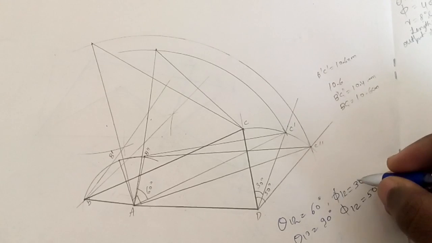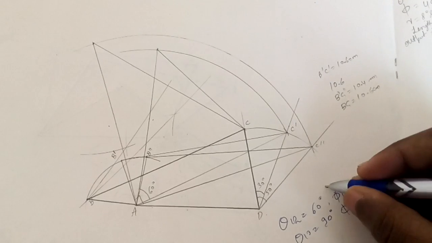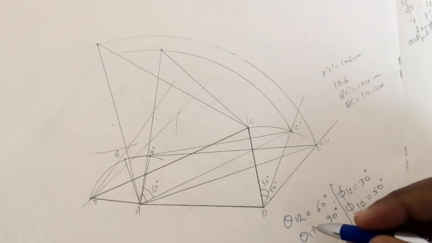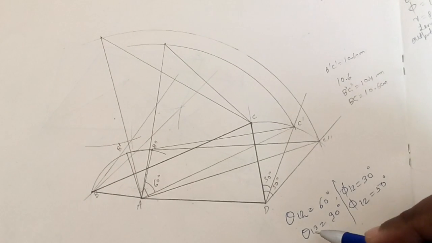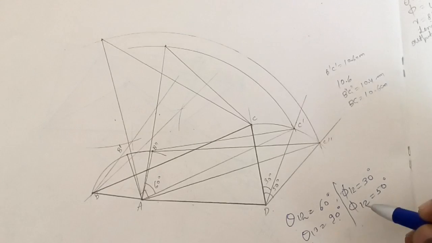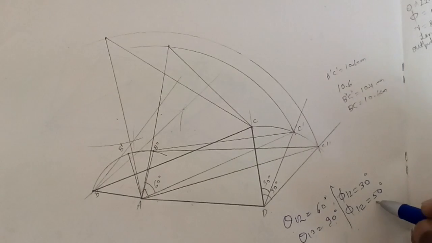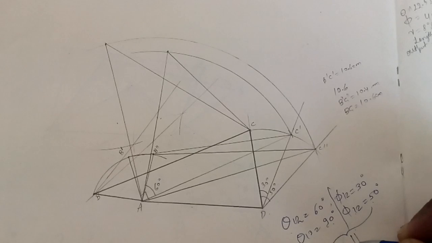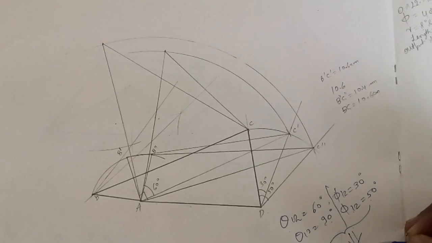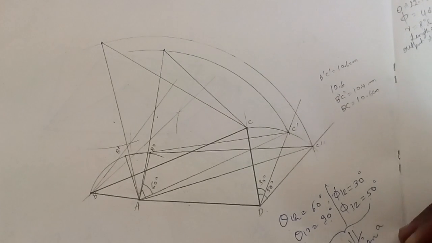These are the angles in degrees. This was the question. That means if the input link rotates by 60°, our output should rotate by 30°, and if the input rotates by 90°, our output should rotate by 50°. This is our requirement in the question. We have to design a mechanism for this.